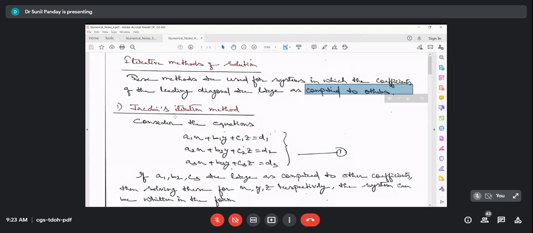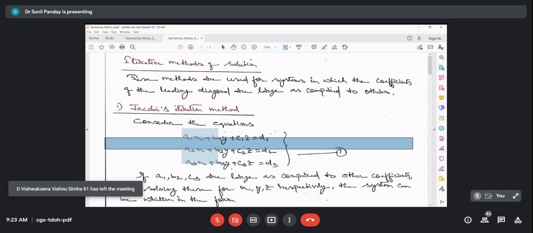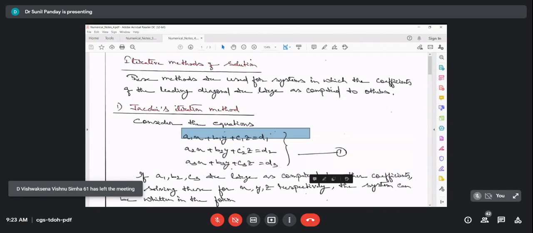So if we have a system of equations like this, a1x + b1y + c1z = d1, and this a2x + b2y + c2z = d2.